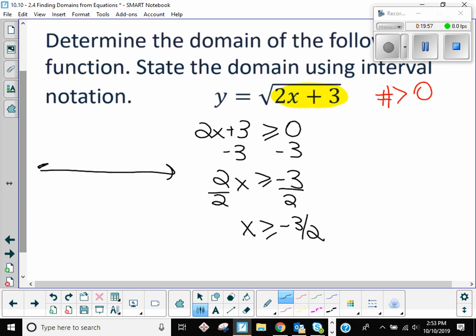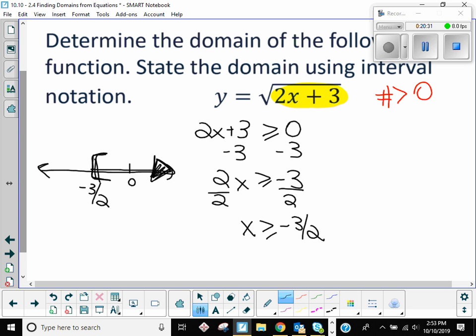Here's what it looks like on a number line. Here's -3 halves. Here's all the x's that are bigger than or equal to that, because there's lots of numbers that will work. For example, 0 is right here. I'm just going to test this out. If you plug 0 in for x, what do you get under the radical? 0 plus 3, which is 3. Is that a positive number? Can I take the square root of 3?